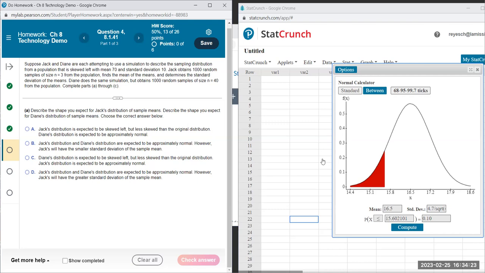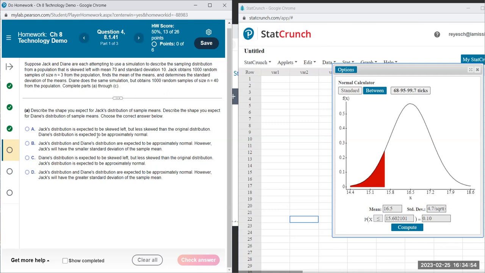Because the data was skewed to begin with, she's doing a better simulation because she's meeting the requirement that the sample size has to be 30 or larger, the minimum size requirement, where he isn't. So let's complete these parts. Describe the shape you expect for Jack's distribution of sample means and the shape you expect for Diane's. Because he's still doing it 1,000 times, he might still get something that's slightly symmetric. She's just going to get better results.